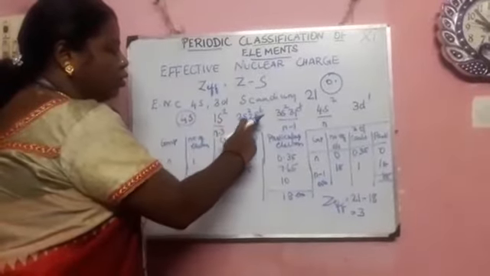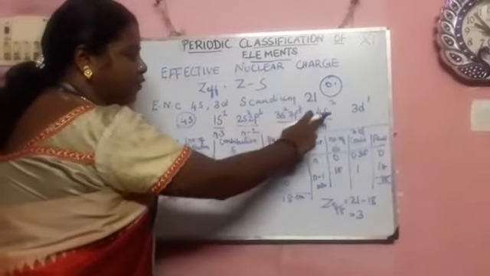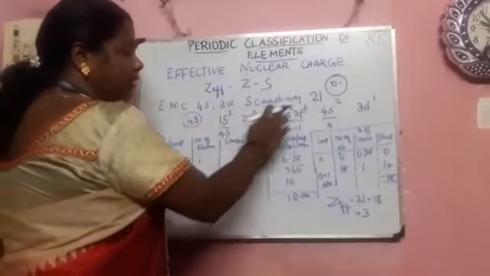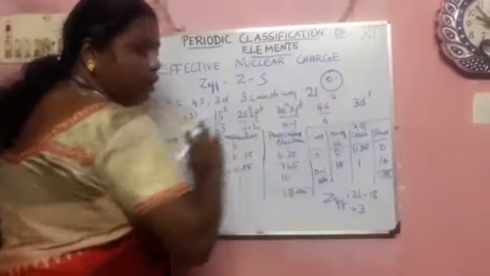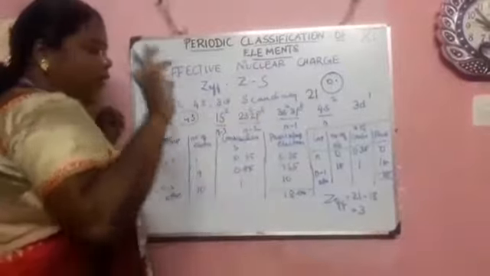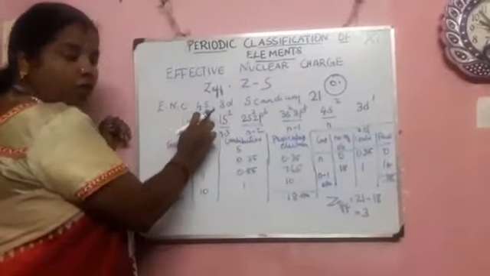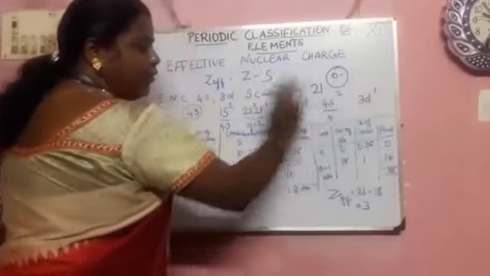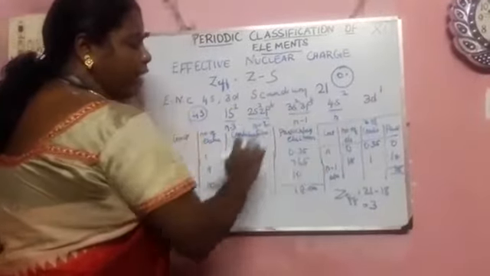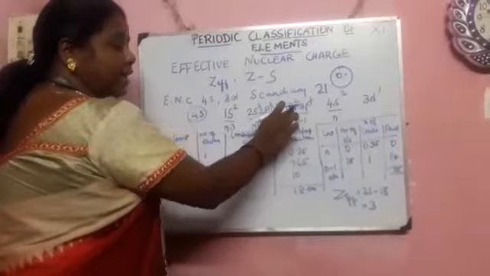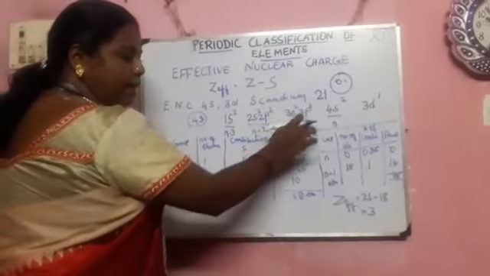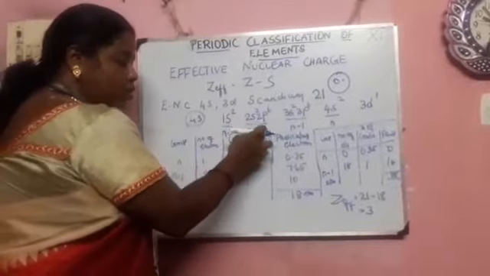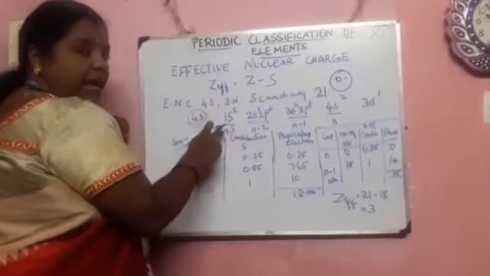1s2, 2s2, 2p6, 3s2, 3p6, 4s2 and 3d1. So 2, 8, 10, 18, 20, 21. Totally it should be 21. First you have to find for 4s, so leave the 3d. For 4s, it is n; the 3s and 3p orbitals should be n minus 1; 2s2 and 2p orbitals should be n minus 2; and 1s2 should be n minus 3.